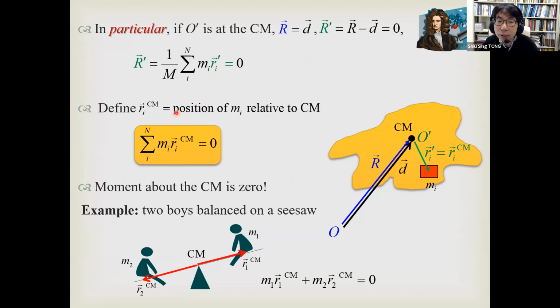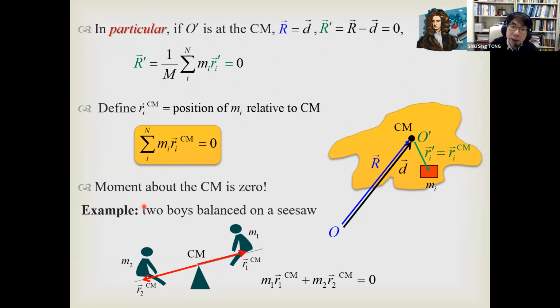Now to emphasize that, I take the center of mass position to be my origin. Instead of Ri prime, I call it RiCM. RiCM denotes the position of the piece of mass Mi relative to the center of mass. So there's a vector pointing out from the center of mass to the piece Mi, and I call that vector RiCM. So when I form a summation of Mi RiCM over all the small pieces of mass in this object, I will get 0.